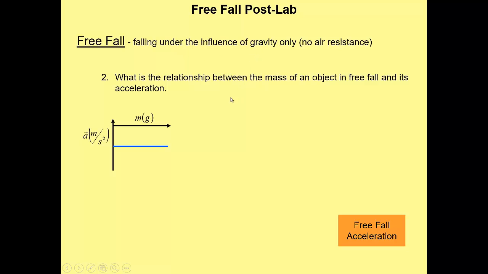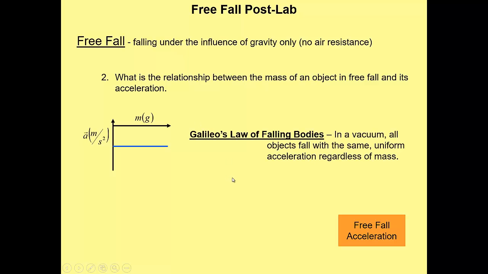Now, we have to be careful here, though, because you might be saying, wait a minute. Do you mean if I drop a bowling ball and a feather that they're going to fall with the same acceleration? No, that's not what we said. We said that's only true if we can neglect air resistance, if these objects are in free fall. This was first discovered by our old friend Galileo Galilei and is often known as Galileo's Law of Falling Bodies.